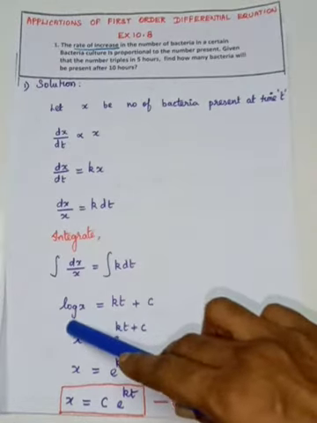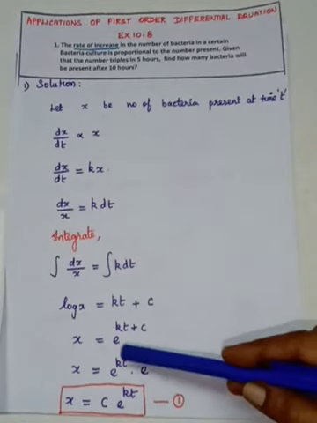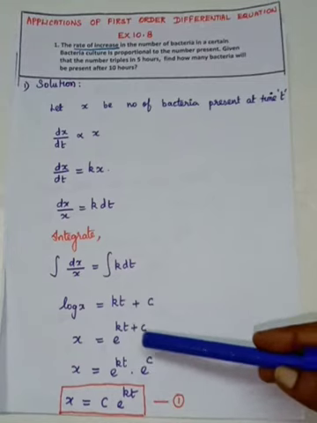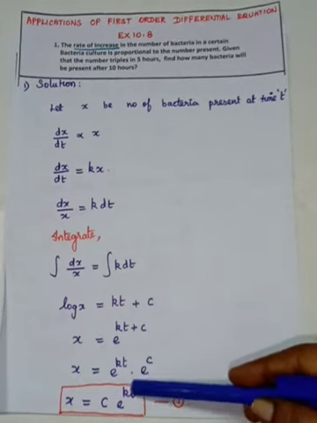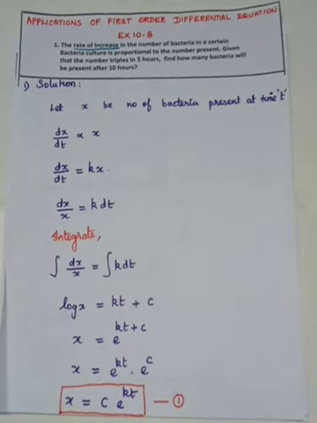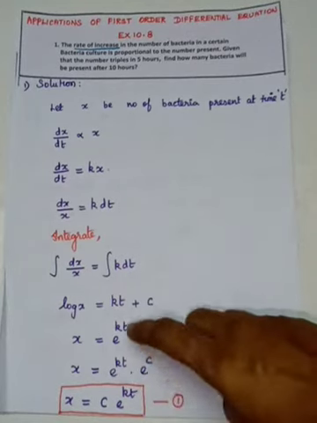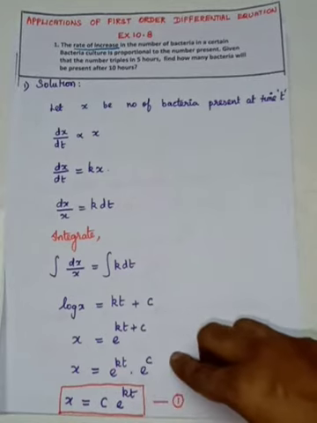When you take the log to the right side, it becomes an exponential function. Therefore e power kt plus c. Here the power is in addition, so we can split it as e power kt into e power c. The base is the same, and if you want to multiply, you have to add the powers. So we can separate it as e power kt into e power c.